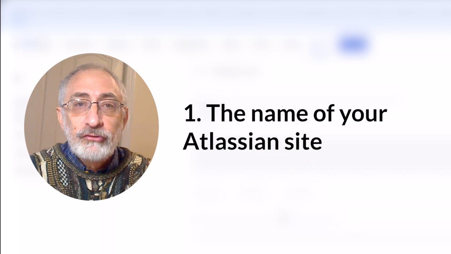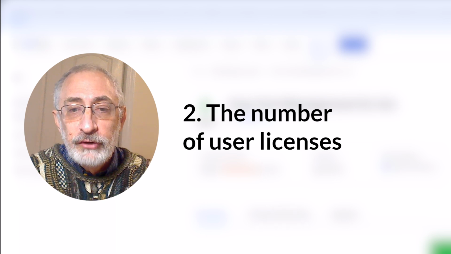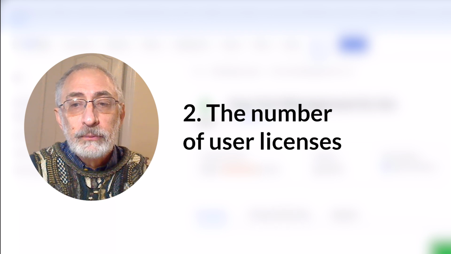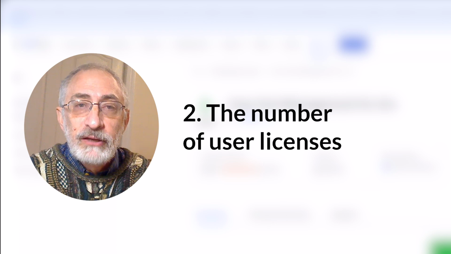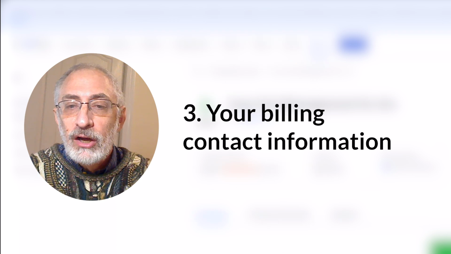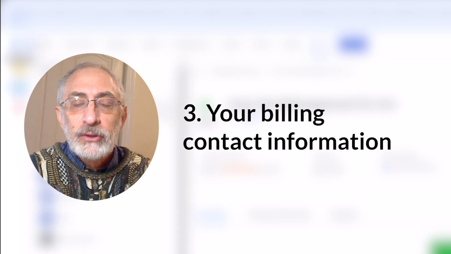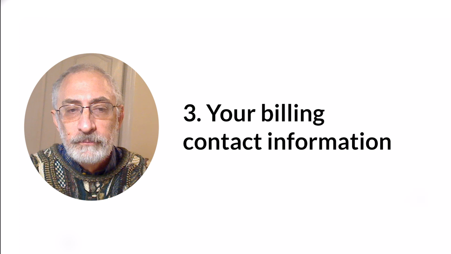What we need from you are 3 pieces of information. First, the name of your site. Second, the number of user licenses that you want for each product, excluding the marketplace apps. Those are licensed based on your Atlassian product licenses. Finally, we need your contact information or the email address of the person who will be the billing contact for the licenses. You are done.